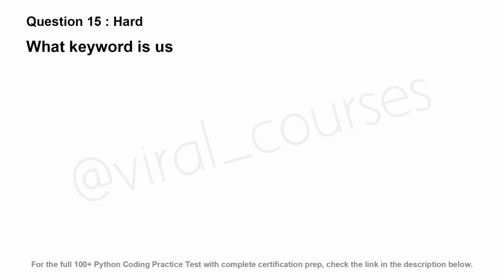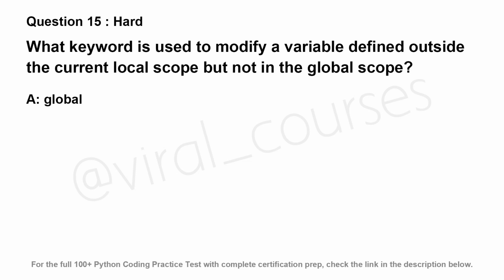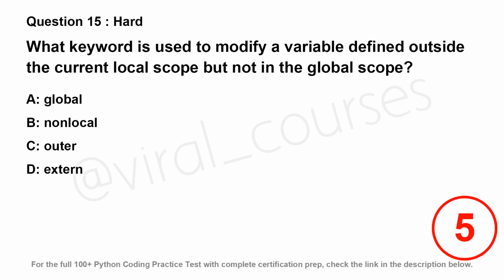What keyword is used to modify a variable defined outside the current local scope but not in the global scope? Option A, global. Option B, nonlocal. Option C, outer. Option D, extern.